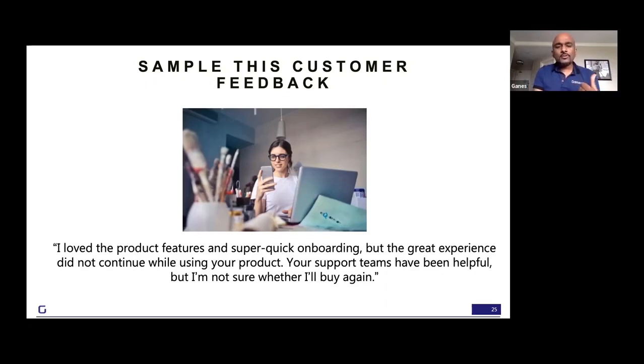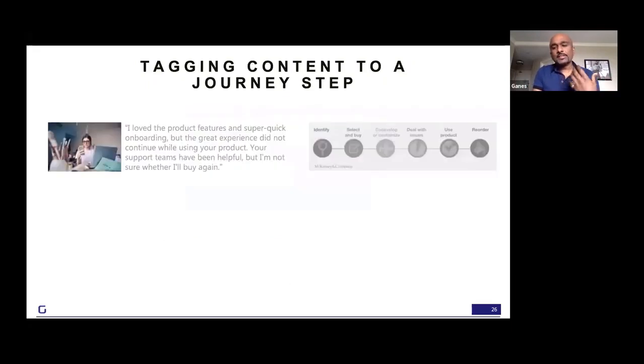Firstly, you need to put it into the context by looking at journey steps. Here are some 6 standard journey steps which McKinsey has published. There are different journey steps depending on the business. What's relevant for your business, you can choose. But this is a good starting point. The 6 stages: identify, select, co-develop, and then when you're using the product, dealing with issues, and finally reordering.